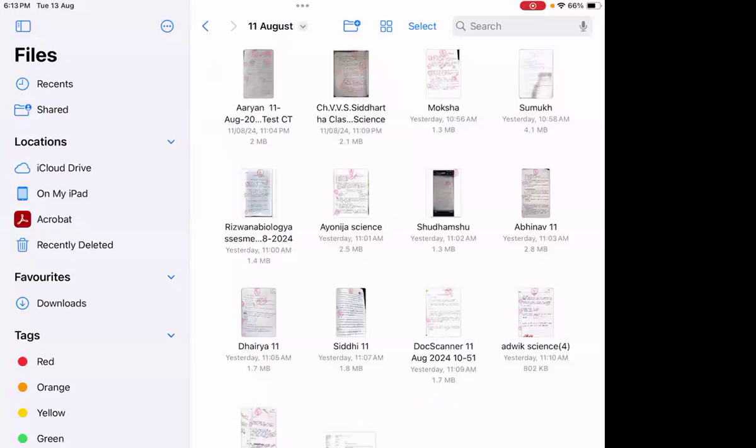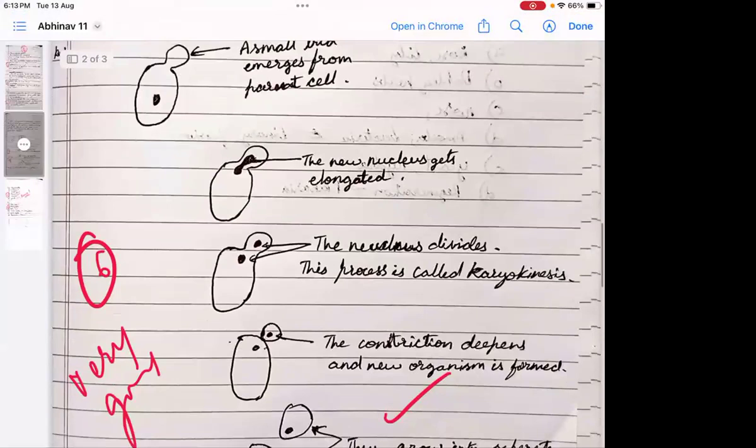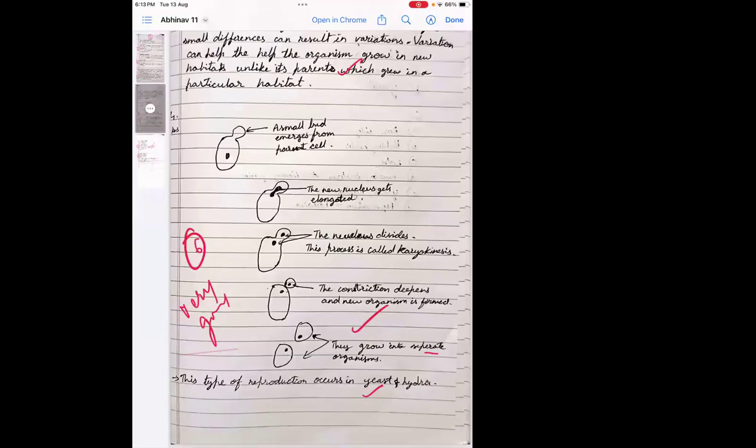What matters here in grade 10 is how you work. See, this question was asked: you need to explain budding, right? And he was the only one out of those 12 sheets who used a diagram rather than writing it in the form of a paragraph.